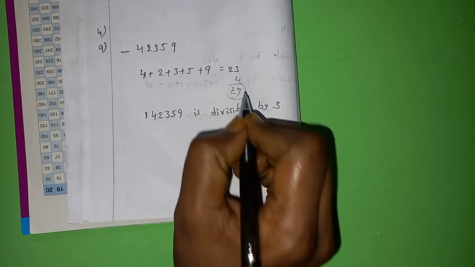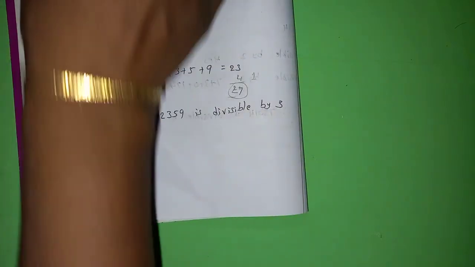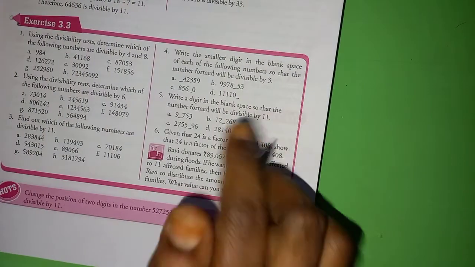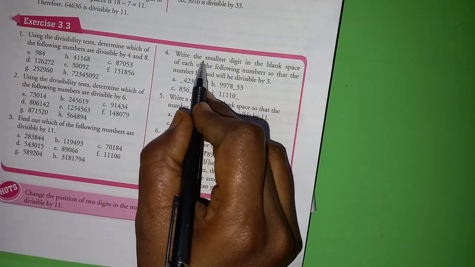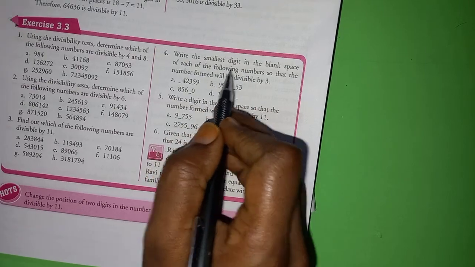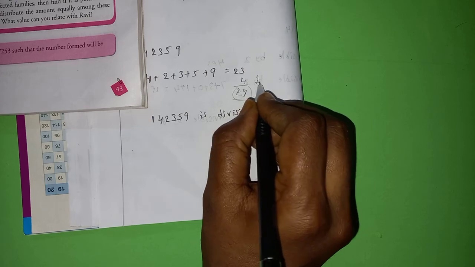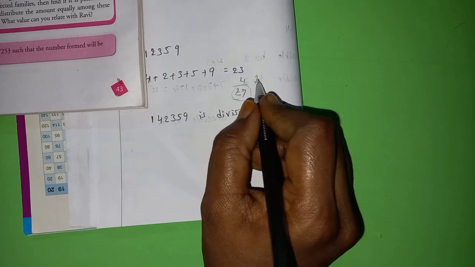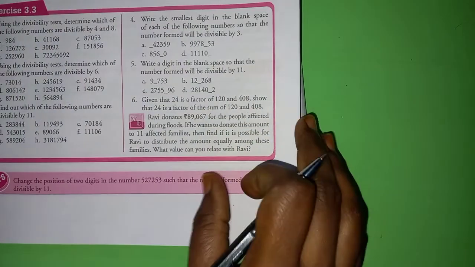4 plus 23 is 27, which is also divisible by 3. Why did you add only 1 here? Just because of what they asked in the question, write the smallest digit. Which is the smallest, 4 or 1? 1. 1 is smaller than 4. That is the reason I chose 1 here. Okay, hope you understand this.